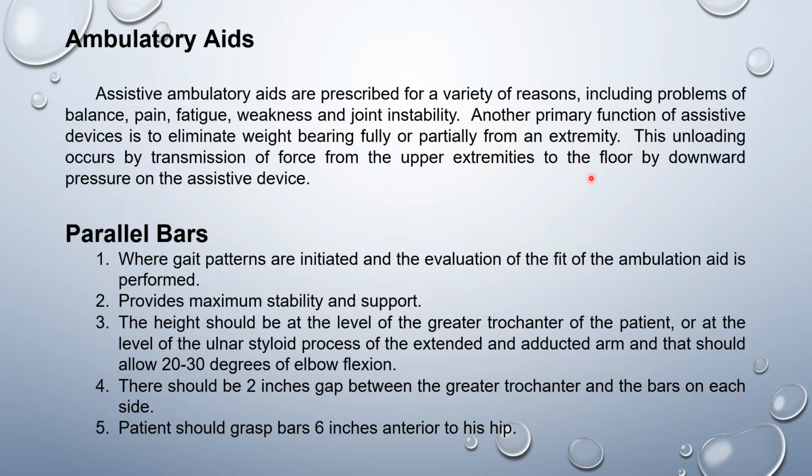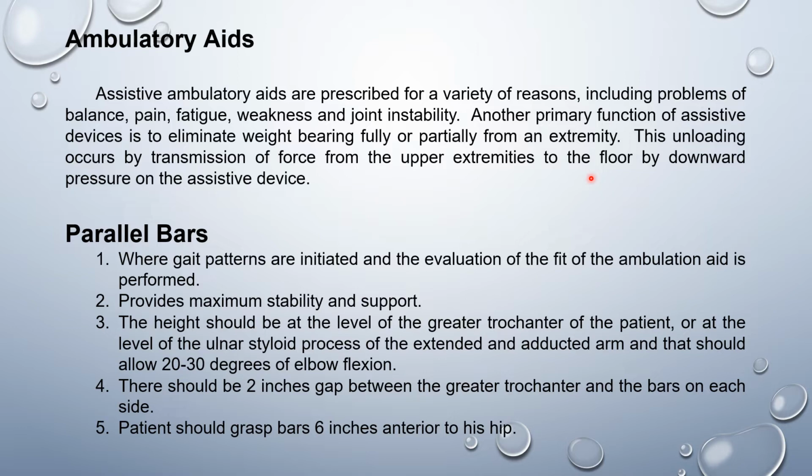Okay, so next is your parallel bars. Parallel bars are where gait patterns are initiated and the evaluation of the fit of the ambulation aid is performed. They provide maximum stability and support. Of all the assistive devices, the one that provides maximum stability and support is your parallel bars.